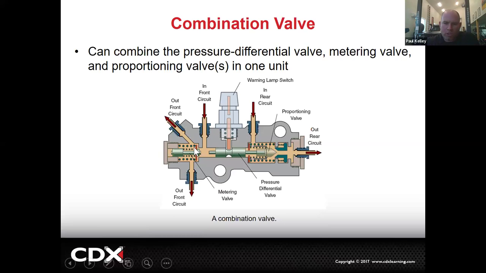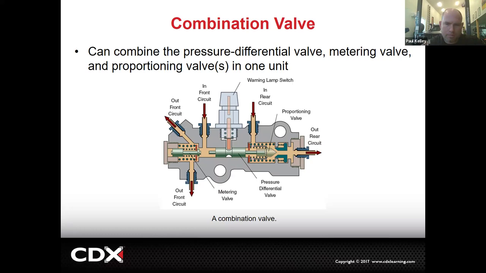This one is actually doing metering because it's got the front brakes coming to it. So it meters the front brakes. It's also doing proportioning to the rear brakes. And as you can see, it's got this electrical sensor or switch and this little pin and goes to this piston. This is actually a pressure differential valve as well. So this valve does three functions all in one: metering, proportioning, and pressure differential. So what do we call it? A combination. It's a combination valve.